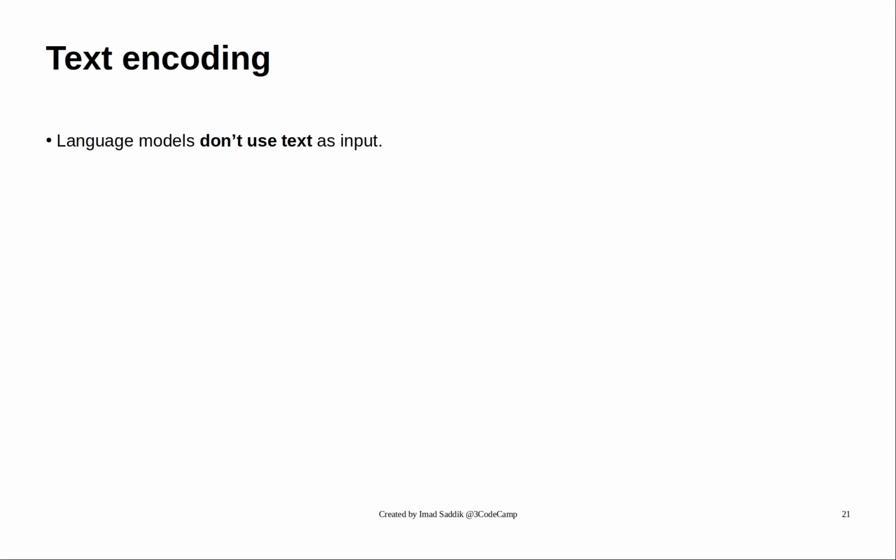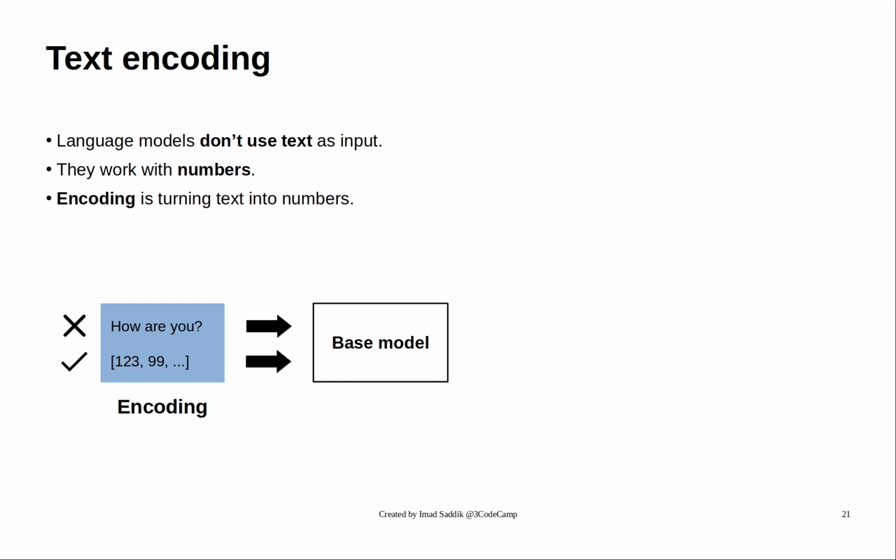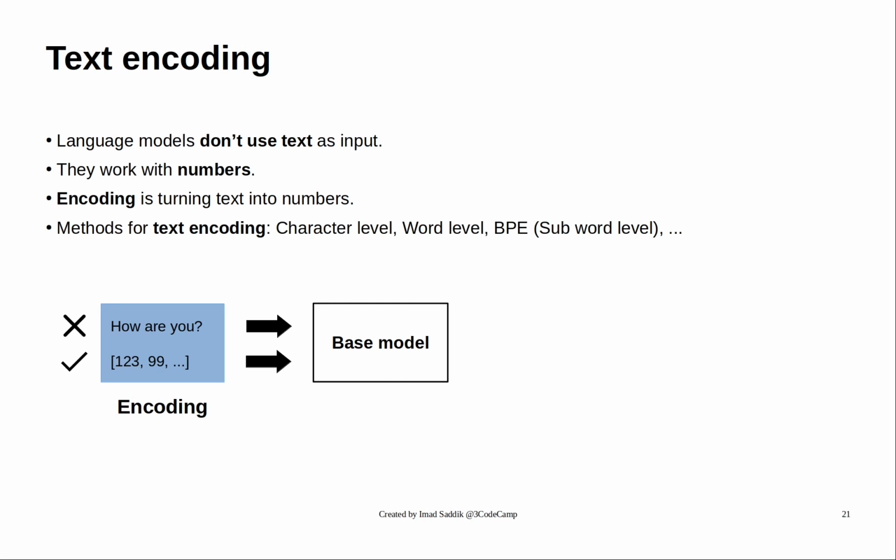Language models are not trained directly on text. If you take a transformer model, you cannot give it a sentence, for example, how are you, and train it. This is not possible. Instead, transformers work on numbers. If this time I feed this list of numbers to the model, it will understand it better. Converting text to numbers is what we call encoding, and it can be achieved with these methods.